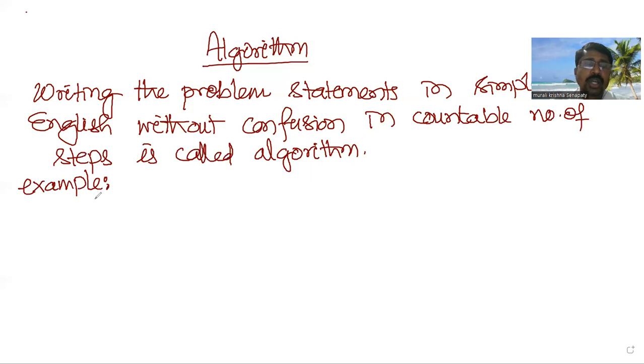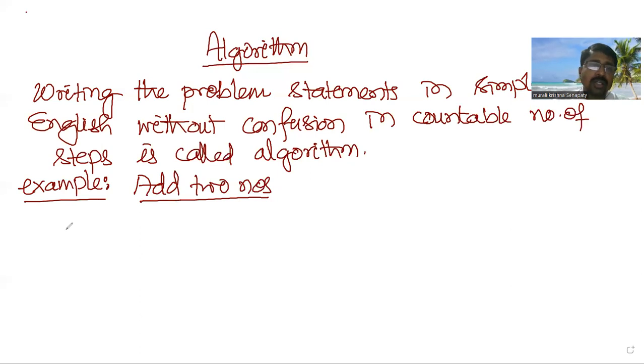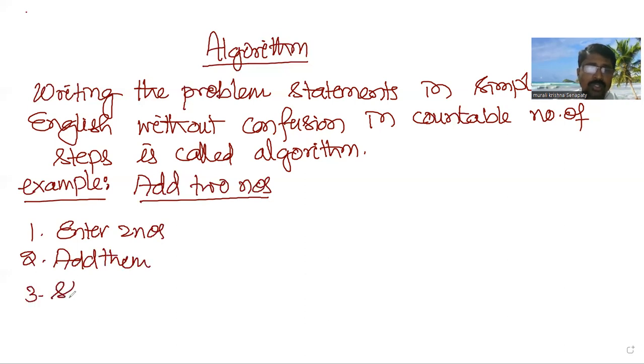Suppose I want to add two numbers. Simple. For that, if you want to write an algorithm, maybe I will write: enter two numbers. Suppose this is the first line I've written. Second, I will write: add them. And third line I'll write: show the result. So these lines are also considered an algorithm.